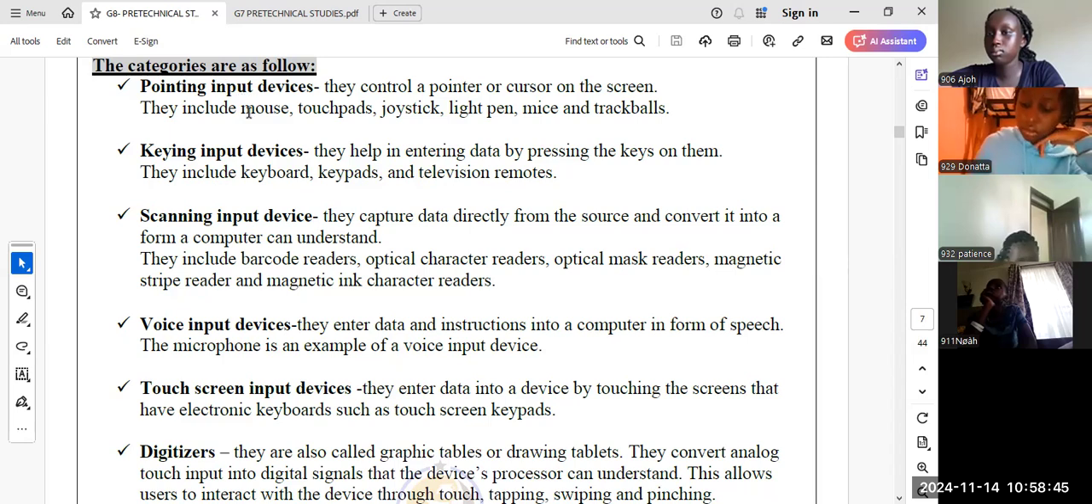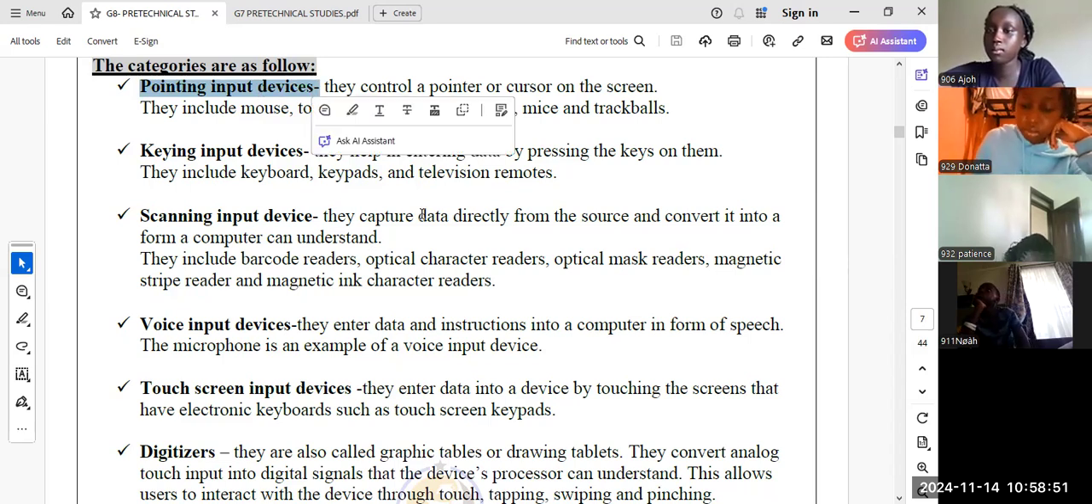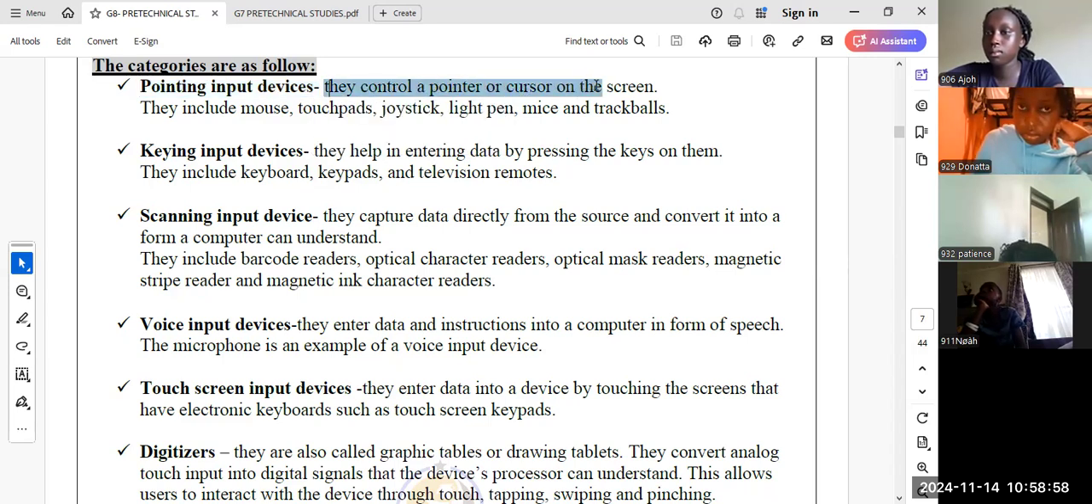Categories of input devices. We have what we call pointing input devices. They control the pointer or the cursor on the screen. Like when I am selecting or highlighting items on the screen, I am using my pointing device, in this case the mouse.